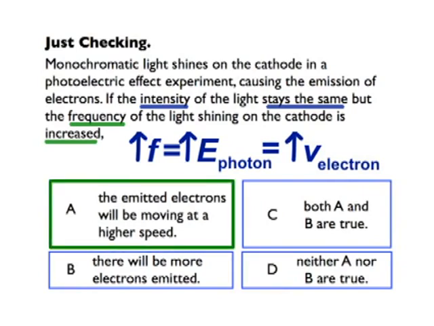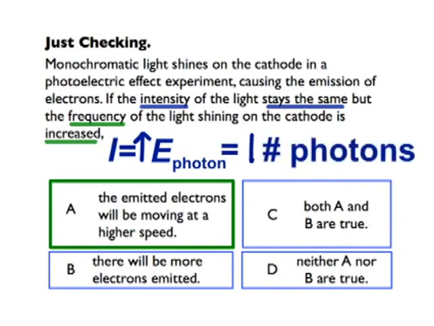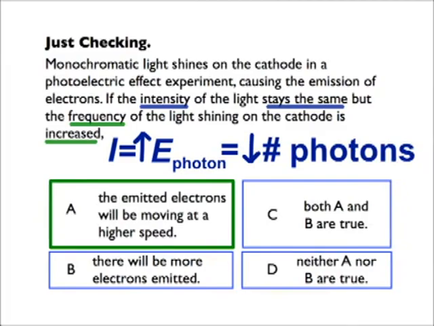But let's think about B. How about B? The intensity stays the same. And the intensity is going to govern how many photons you have, right? And if the intensity stays the same, but the energy of each individual photon is increased, what's happened to the number of photons? It's decreased, actually. So there will actually be fewer electrons. But each one of them is going to have more energy. OK? So what's the correct answer here? A. They're moving at a higher speed.